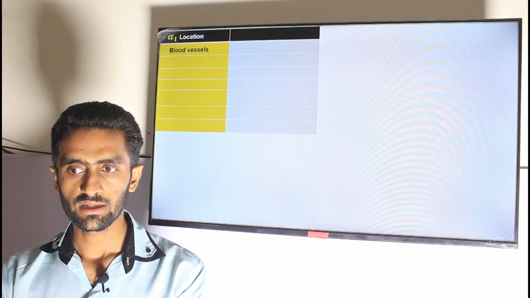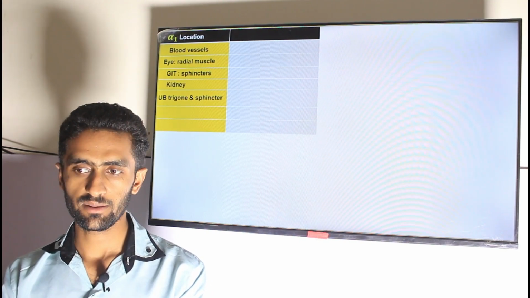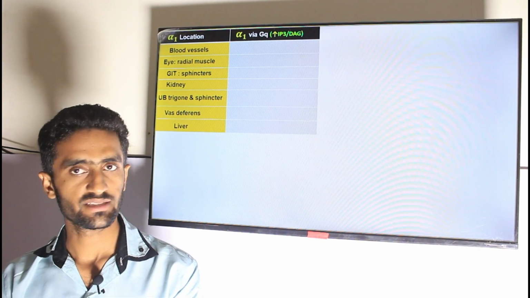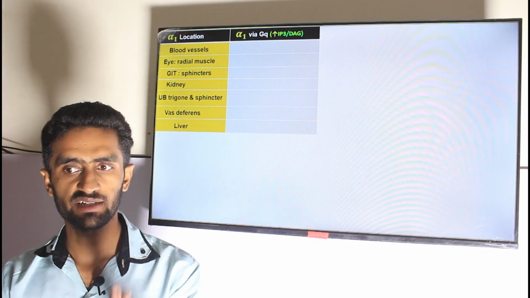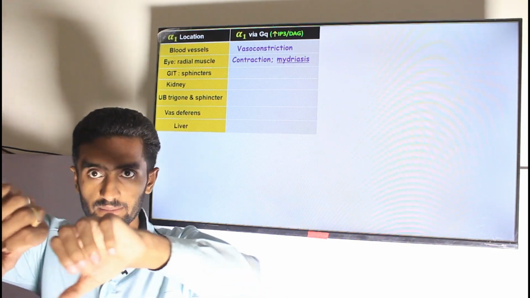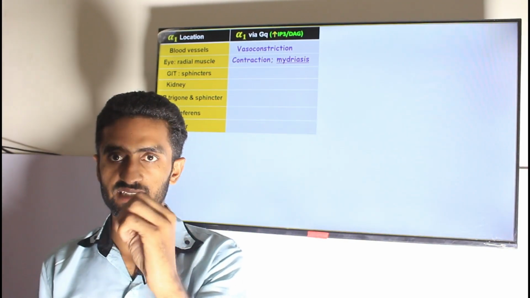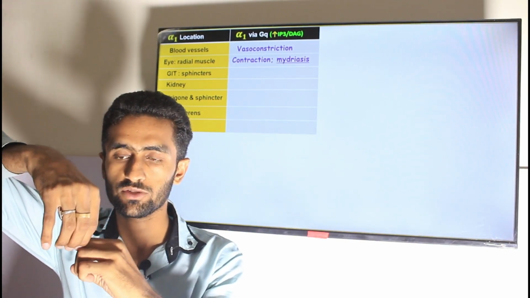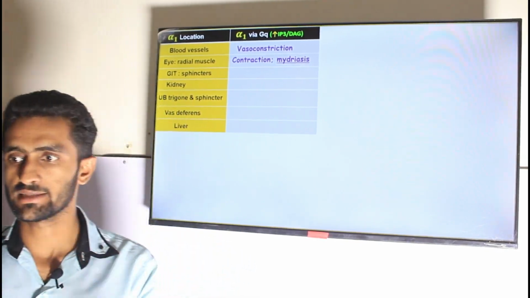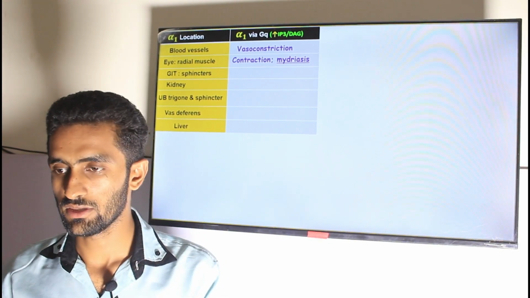Alpha 1 location: blood vessel, eye radial muscle, GIT, kidney, urinary bladder trigone and sphincter, vas deferens, liver. Alpha 1 is Gq, you know better. Blood vessel, Gq means they cause what? Contraction, vasoconstriction. Eye, contraction of radial muscle. Radial muscles are outside; for example, if this is the circular muscle, the radial muscles are present outside. When they contract, they cause dilation, mydriasis. So dilation of your pupil.